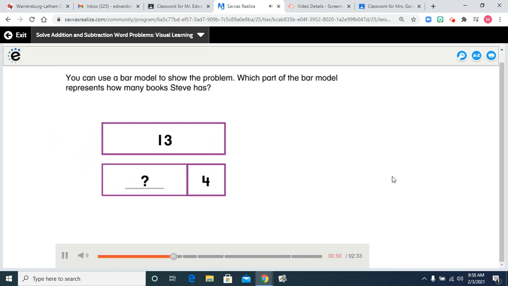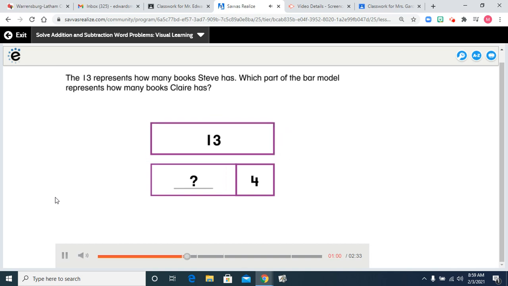You can use a bar model to show the problem. Which part of the bar model represents how many books Steve has? Select your answer. Okay, the story problem said that Steve has 13 books. So this part right here where the 13 is shows how many books Steve has. The 13 represents how many books Steve has.